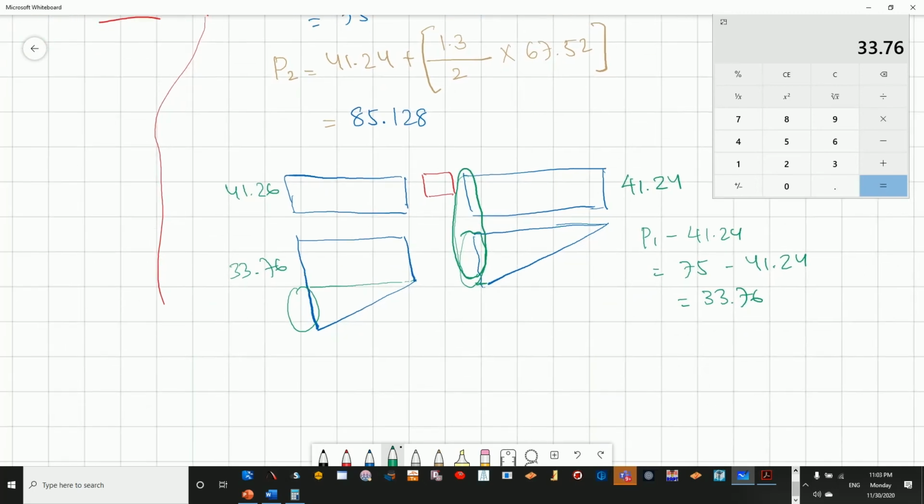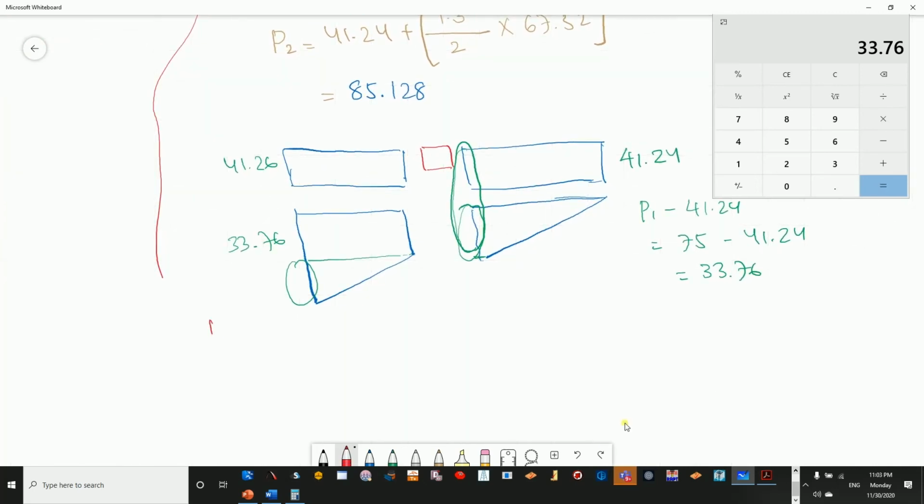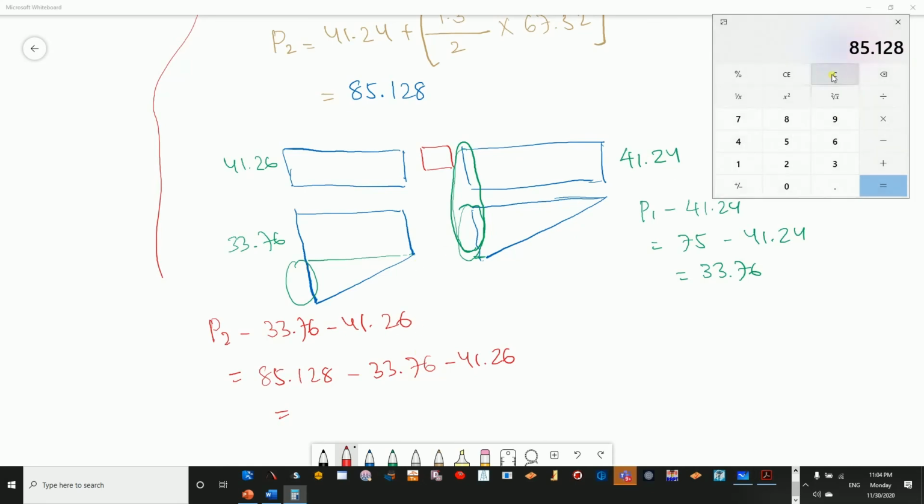Now how to calculate this point? This is going to be P2 minus 33.76 minus 41.24, so 85.128 minus 33.76 minus 41.24, and this is going to give you 10.108. So this point is 10.108.